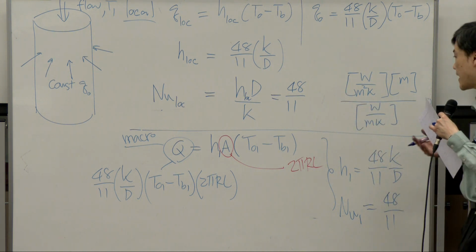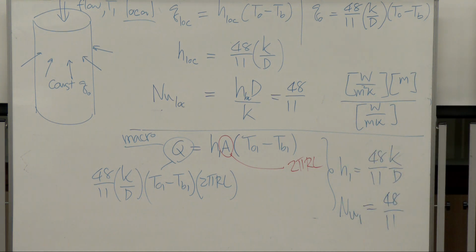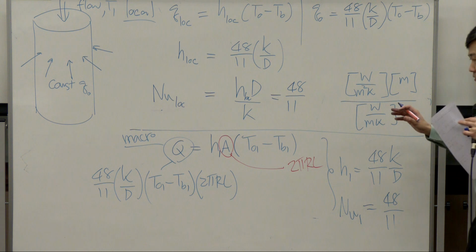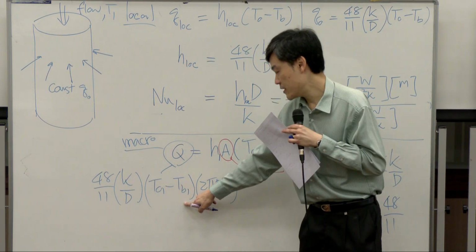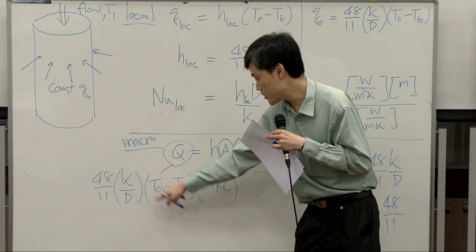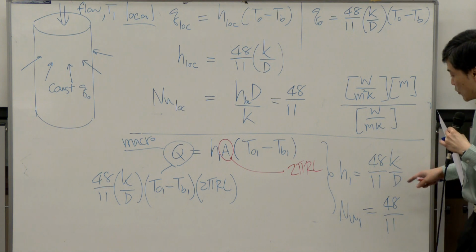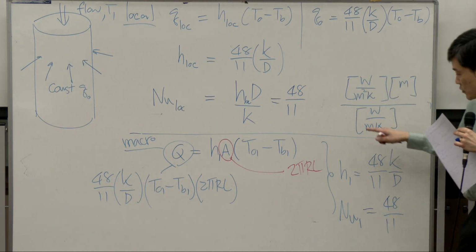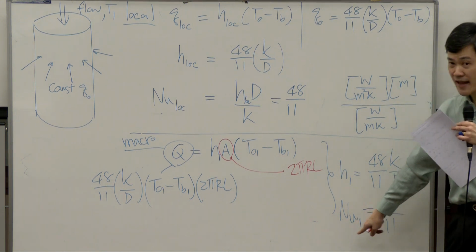Okay, but you see that in order to find arithmetic means or logarithmic means, you need to do the mean average, and the temperature difference here is no longer T0 minus TB1. It will be arithmetic means or logarithmic means, which will be a little bit complicated. So the concept is that you can do the macroscopic balance and still get the Nusselt number based on that.